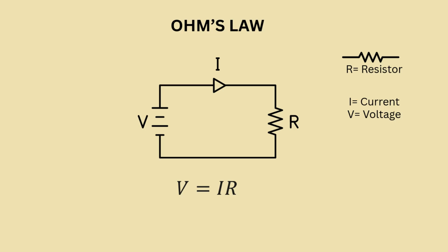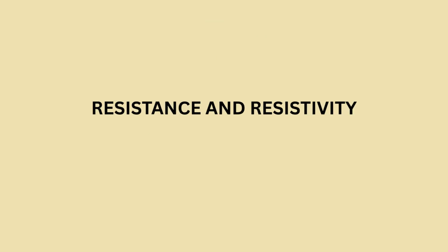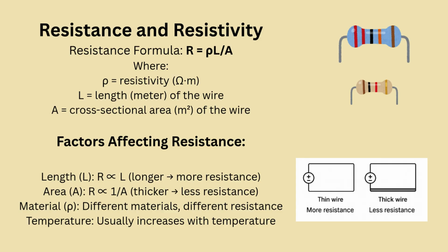Resistance is measured by taking the voltmeter reading for voltage and the ammeter reading for current and then using the formula to calculate resistance. We know that resistance is how much a material opposes the flow of electric current. The formula is R equals ρ into L by A, where ρ equals resistivity of the material, L equals length of the wire, A equals thickness or cross-sectional area of the wire.